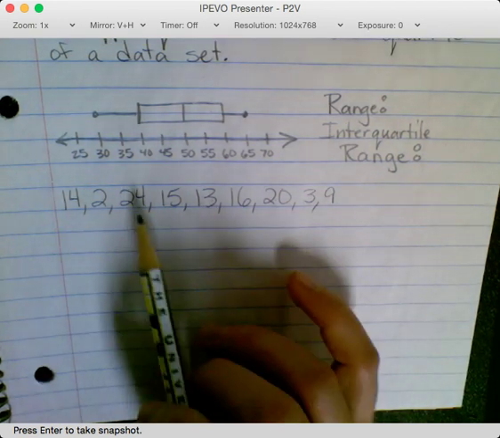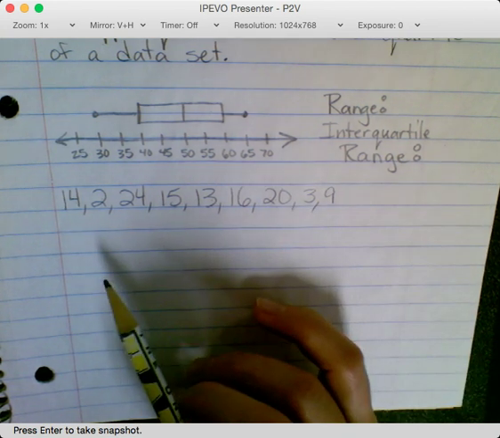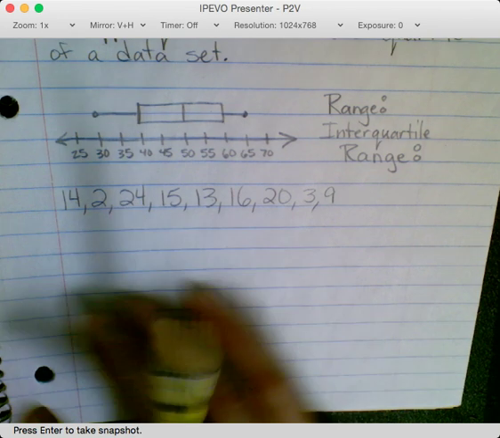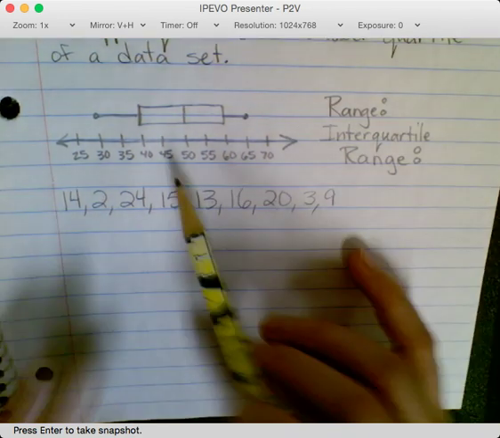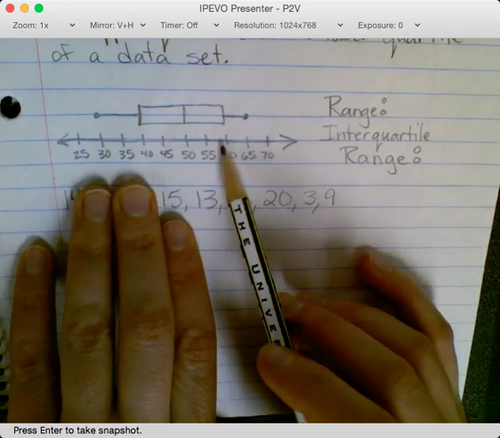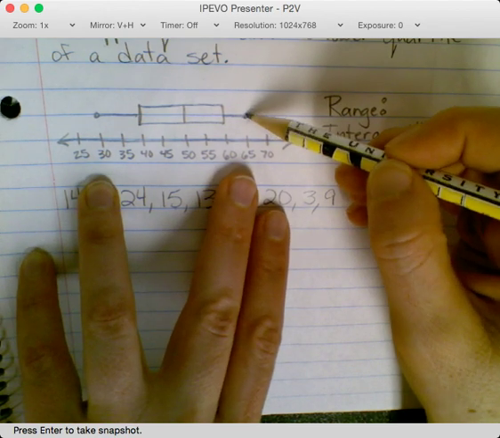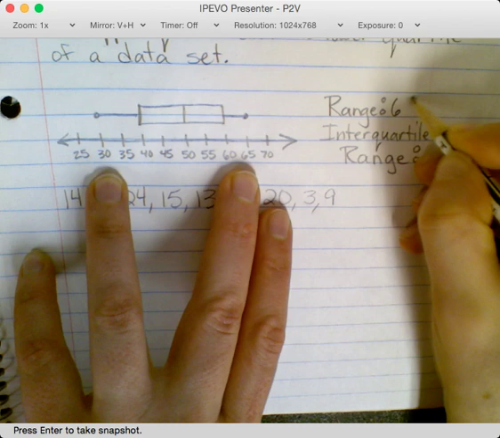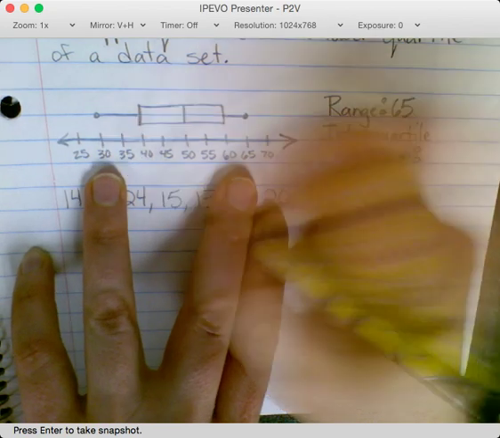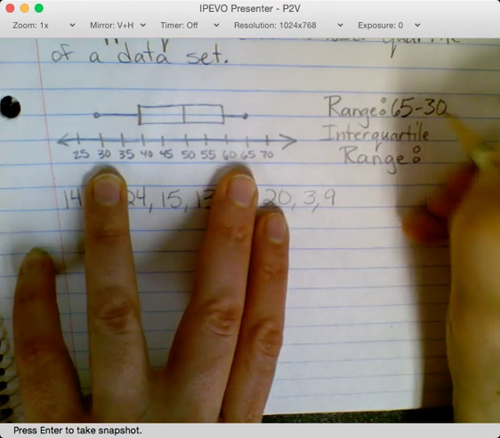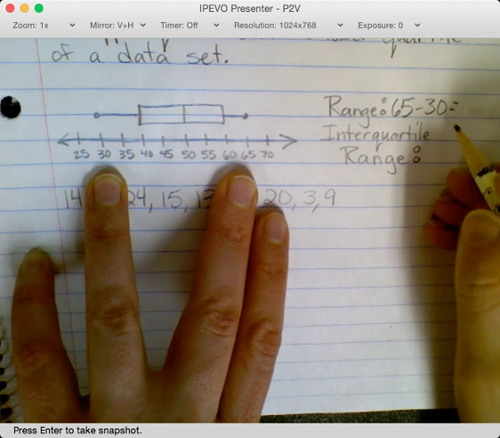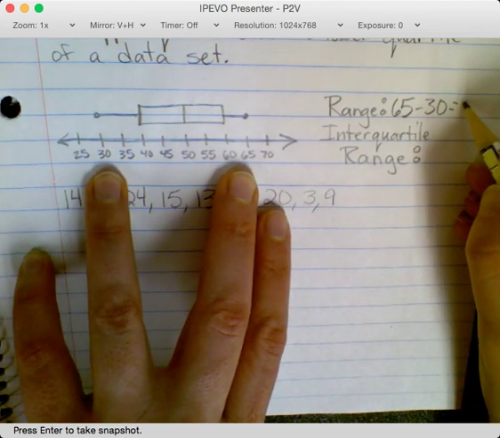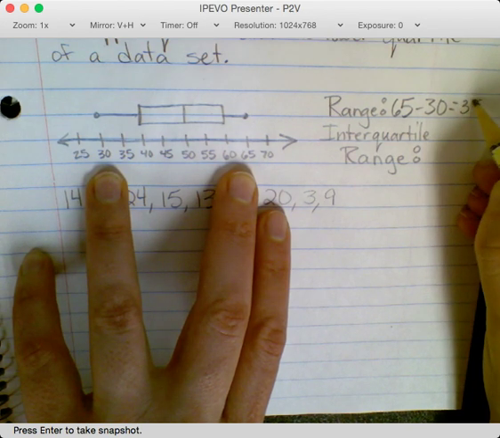So the first thing that I want to do with this is, if I want to find my range, I just take my biggest number minus my smallest number. So my biggest number is 65. My smallest number is 30. So then if I subtract those two, then I get 35.